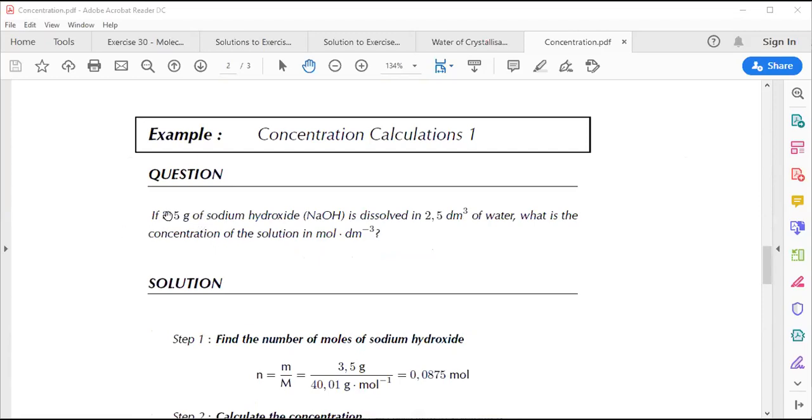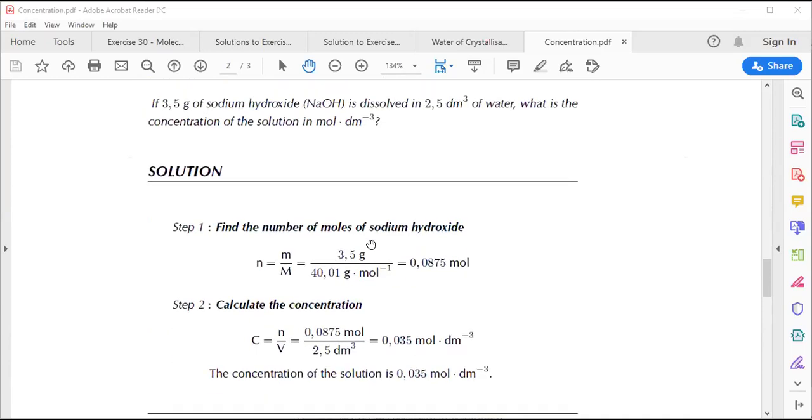Example. If 3.5 grams of sodium hydroxide, NaOH, is dissolved in 2.5 cubic decimeter of water, what is the concentration of the solution in mole per cubic decimeter? So what are we given? We are given mass. What else are we given? We are given volume, isn't it? What do we need? We need concentration. So what are we going to say?